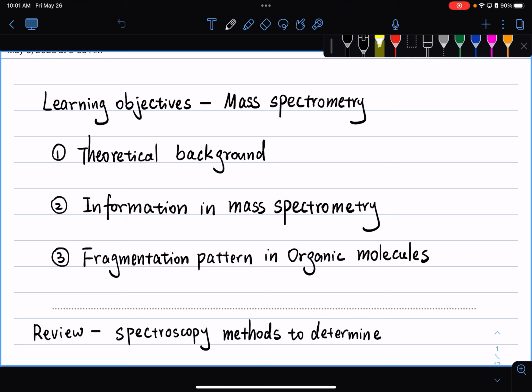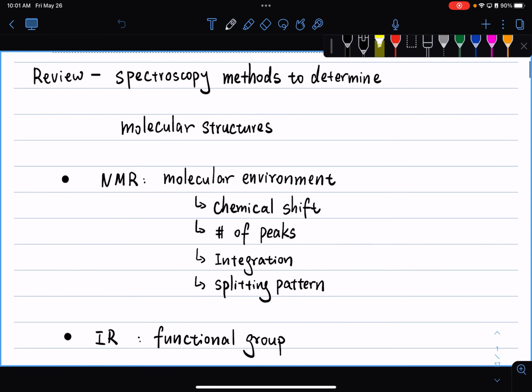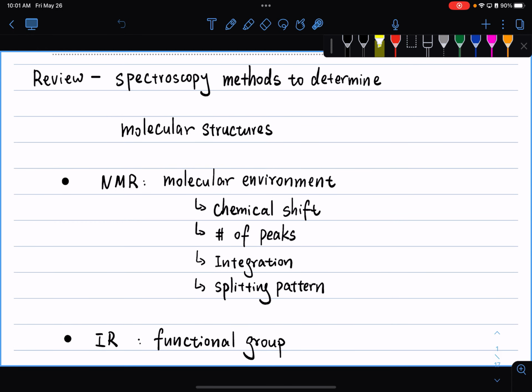So today we'll be picking up on what we talked about before. There are three major spectroscopy methods organic chemists use to decide the structures of an unknown molecule. So we went over the proton NMR, which tells you lots of information.